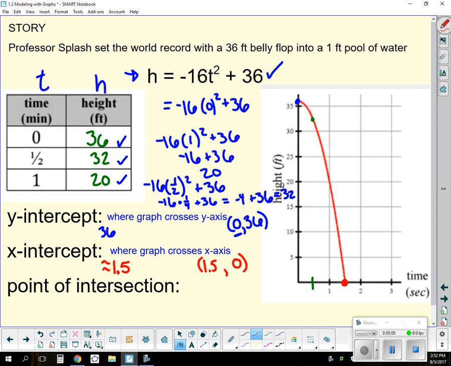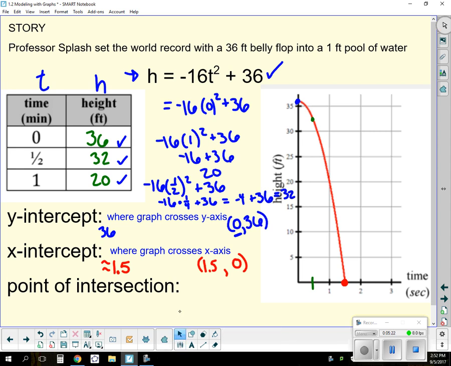In the future, not in this section, but in the future, we would be able to find that exactly by figuring out when h equals 0 and solving the equation. But we're not going to get into solving equations just yet, so we'll leave it as the approximation of 1.5.